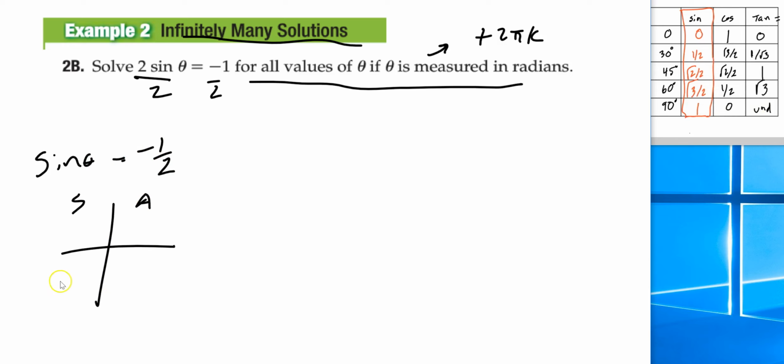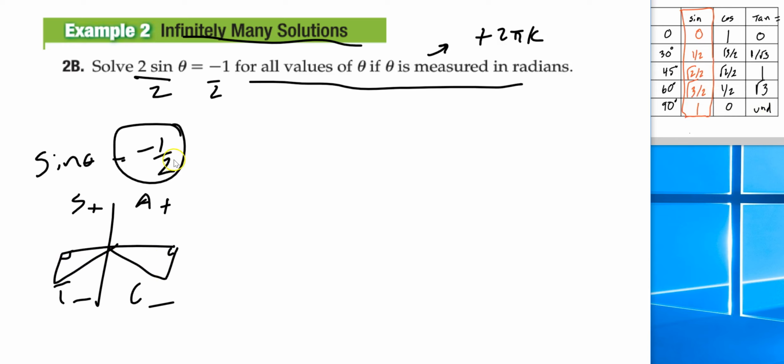All students take calculus. Sine is positive at A and S, because A is for all and S is for sine, and negative down here. This answer is negative, so draw a triangle in the negative portion. I don't care how you do this. SOHCAHTOA: opposite is negative 1, hypotenuse is 2, you figure out it's 30, or look at the table, 30. Either way, you get this 30.